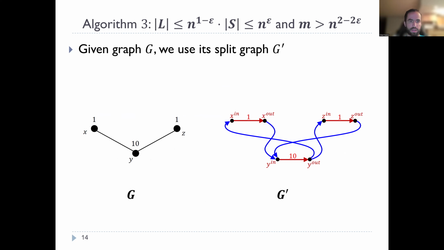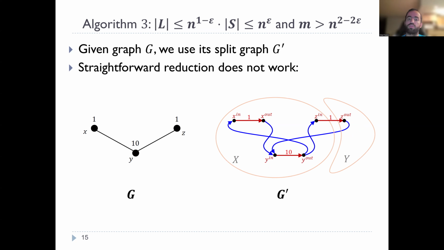Now this is an illustration. We have the graph G on the left, which is just a path of length 2 with weights 1, 10, and 1. And then on the right, you can see its split graph. The red edges are the special edges, and the blue ones are the regular edges.